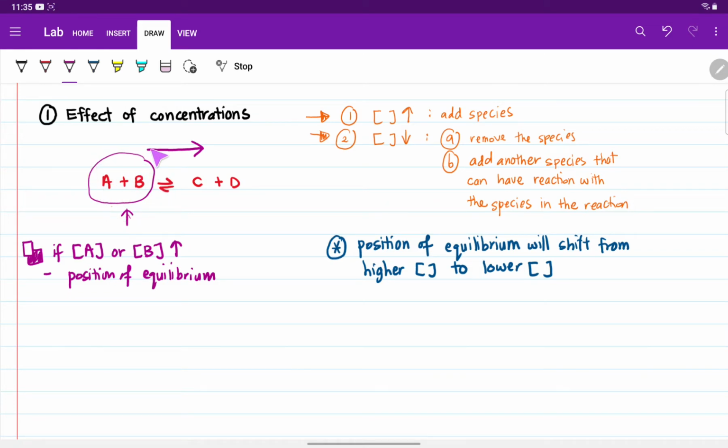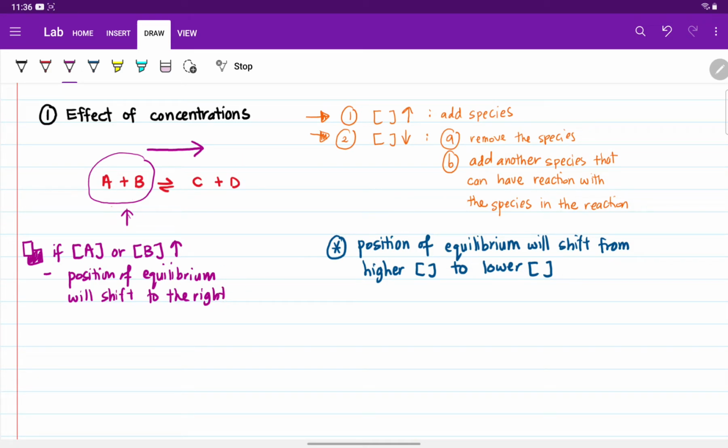Untuk kurangkan semula A dan B, cara kita kurangkan macam mana? A dan B akan bertindak balas untuk hasilkan C dan D. So, kita kata dekat sini, position of equilibrium will shift. Ke mana? Shift to the right. Dia akan shift ke kanan.